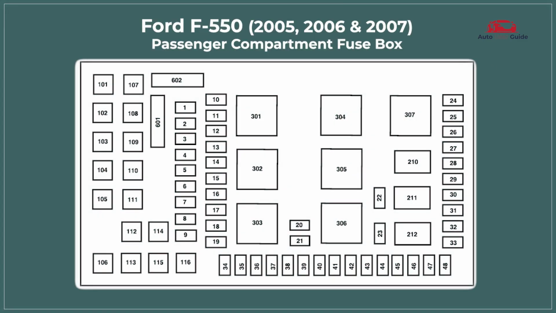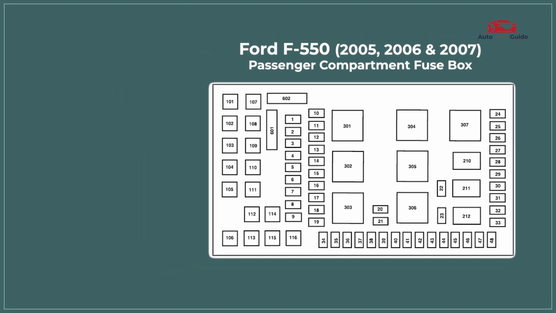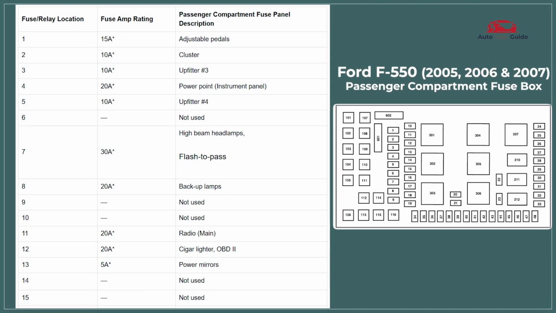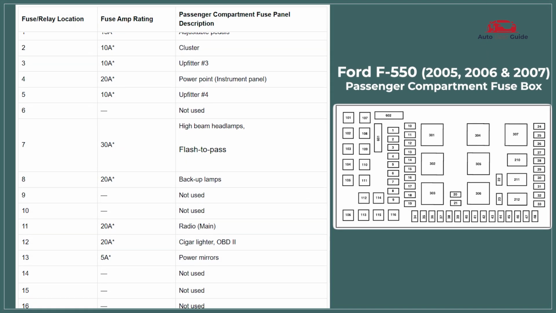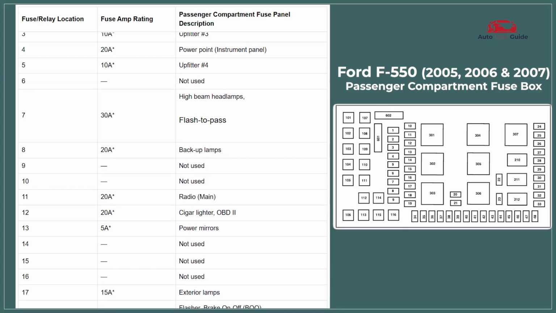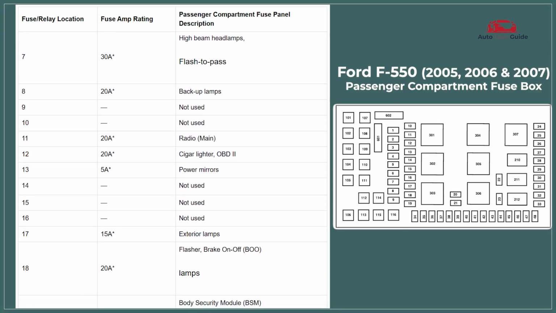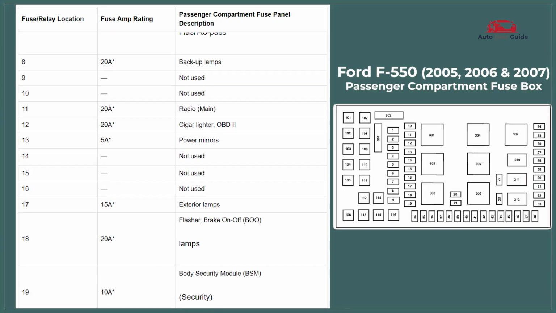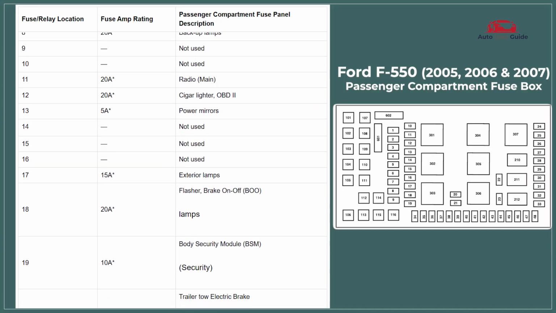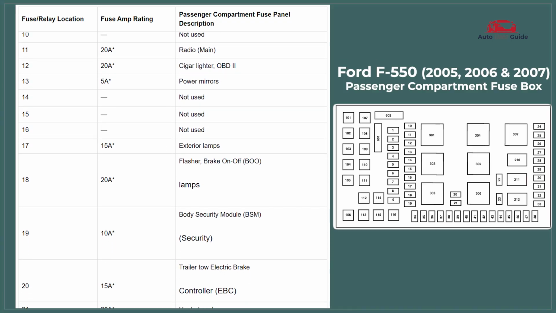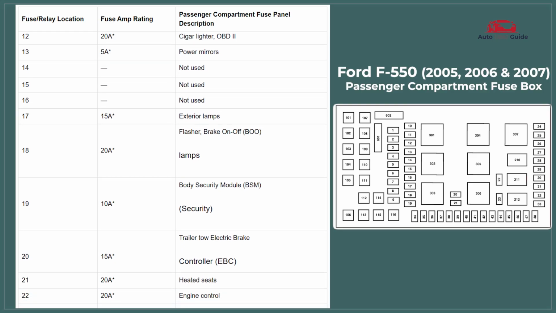The passenger compartment fuse box in the 2005 to 2007 Ford F-550 manages circuits for essential interior systems like the audio unit, climate controls, power windows, and dashboard electronics. It includes labeled fuses and relays for quick diagnostics and maintenance. The layout and functions remained largely consistent across these model years for ease of service.